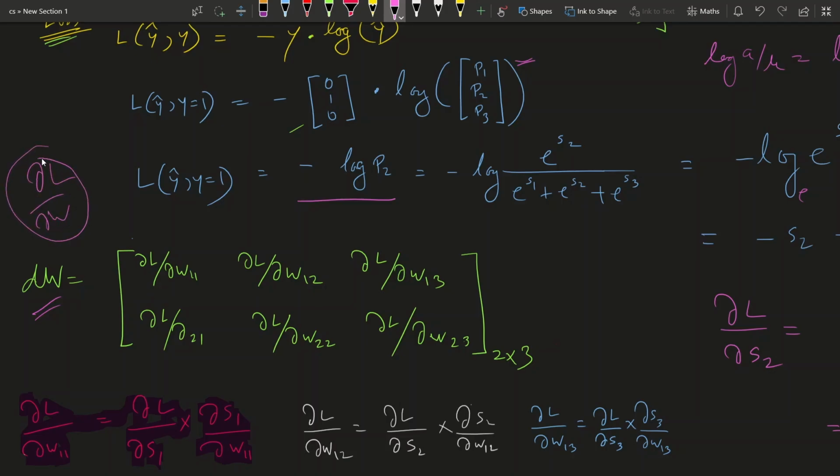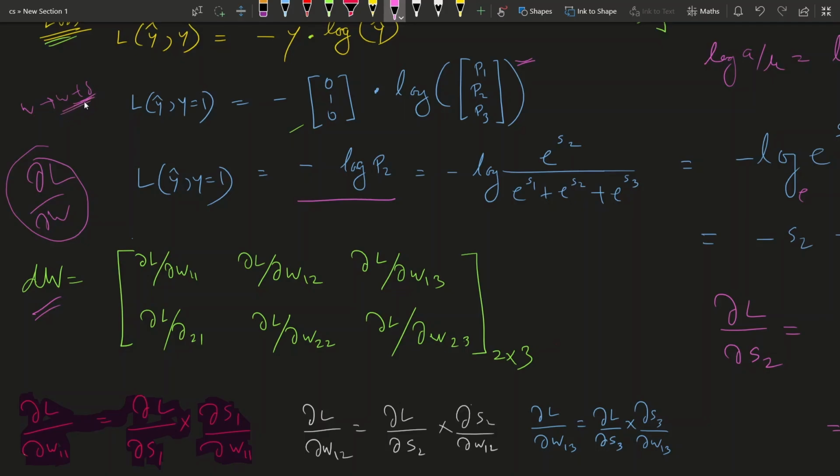What is the significance of this one? Well, this tells you the rate of change of the loss function with respect to weight. It means that if you tweak W a little bit, meaning if you change W from W to W plus delta, this is a positive number. This is a non-zero positive number.